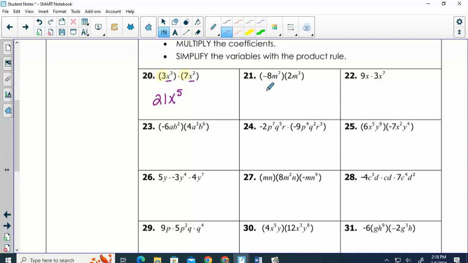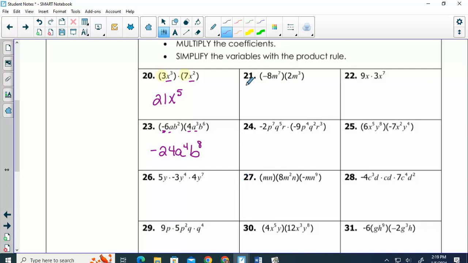Let's look at, I'm going to go to 23. So if I multiply these, -6 times 4, -24. Now we do the a's. I have an a times an a to the third. What would that become? A to the fourth. We have 1 a in the first one, 3 in the second one, so 4 altogether. With the b's, we have 2 b's in the first and 6 in the second, so it's b to the 8th power.